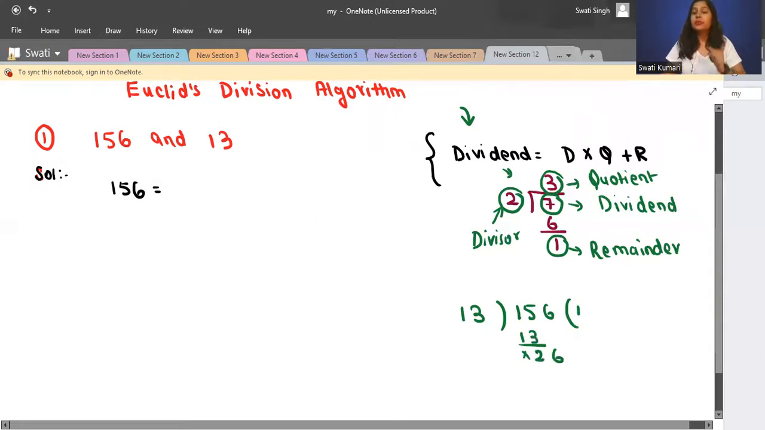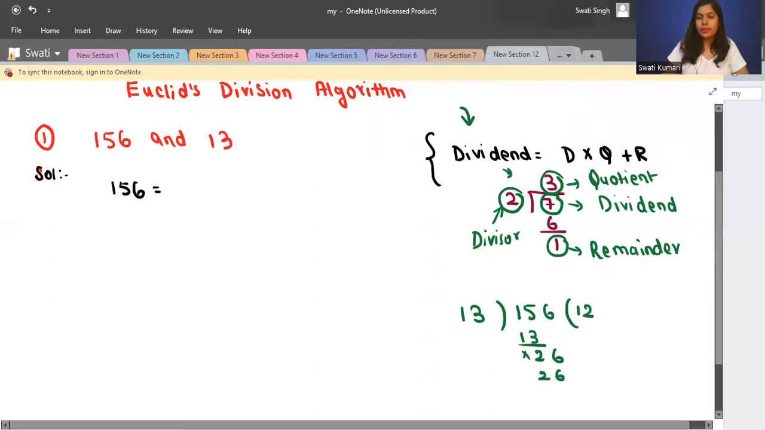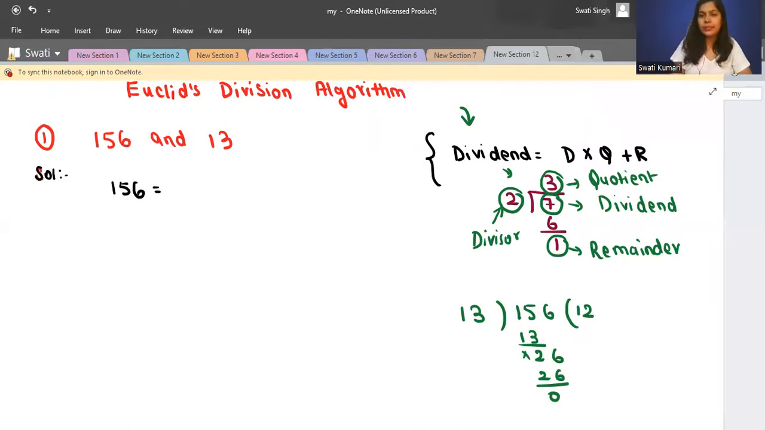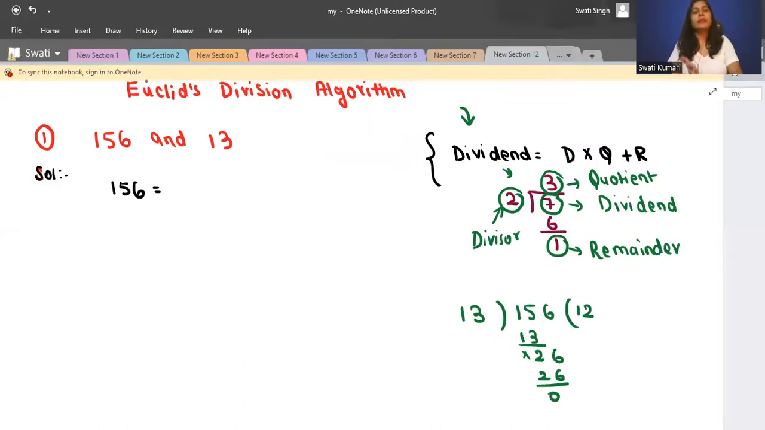And this we can solve ahead. We can move ahead here because 13 into 2 is 26, correct? And we are getting the remainder 0. Now we can write down this as dividend is equal to divisor into quotient plus remainder. So as you can see, dividend I have already written, which is 156. Let us write down divisor, quotient and remainder as well.